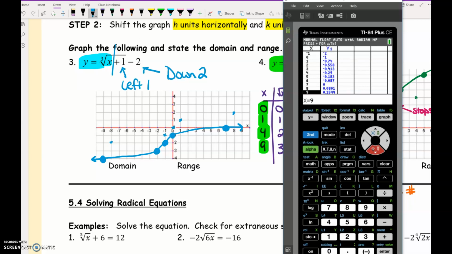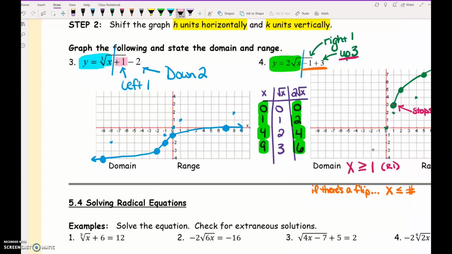So if you want to use the graphing calculator to get the table, that is fine. But I do want you to think about what the plus 1 and the minus 2 do? Because you could actually graph this by hand fairly easily if you know the original table of values and then just move the points around. Okay, last part, domain and range. What's the domain and range for this one? All real numbers. All real numbers.